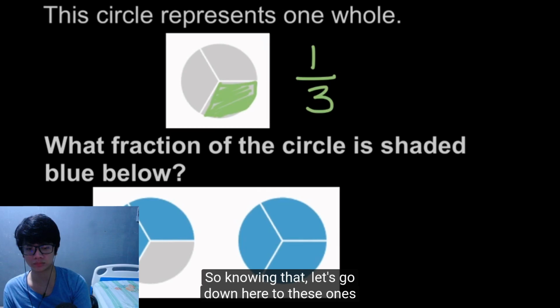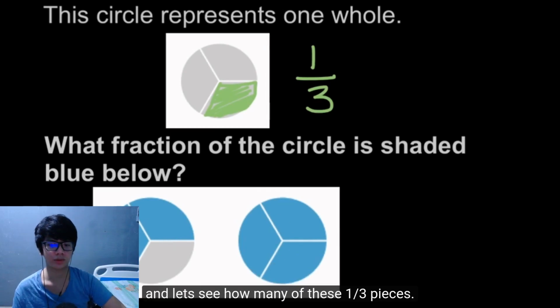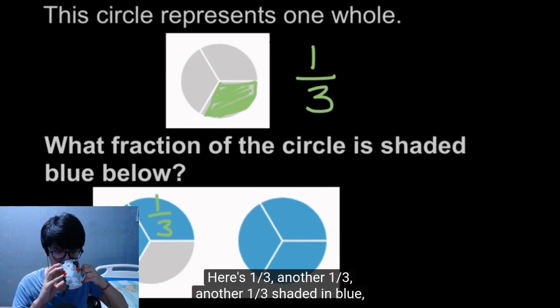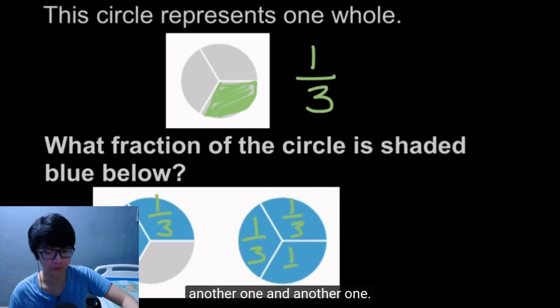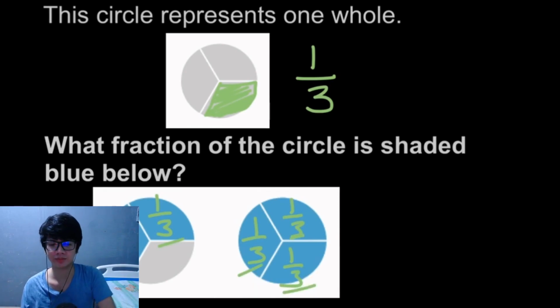So knowing that, let's go down here to these ones and let's see how many of these 1/3 pieces. Here's 1/3, another 1/3, another 1/3 shaded in blue, another one, and another one. So we have 1, 2, 3, 4, 5 thirds.